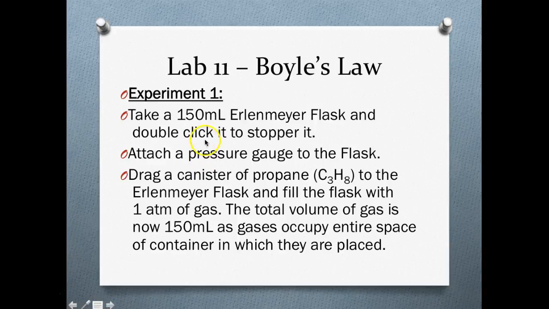In this experiment, you're going to take a 150 mL Erlenmeyer flask, double click to close it, attach a pressure gauge to the flask so that you can monitor the pressure, then drag from the materials tab a canister of propane to the flask, and fill it with 1 ATM of gas. The total volume of the gas is going to be 150 mL because gases just occupy the volume of the container in which they are kept.